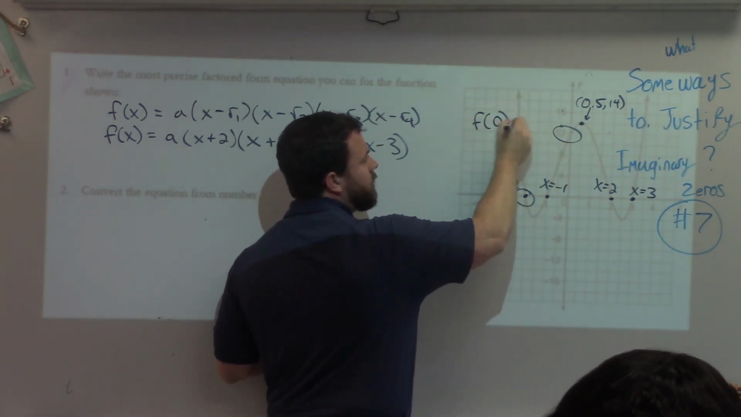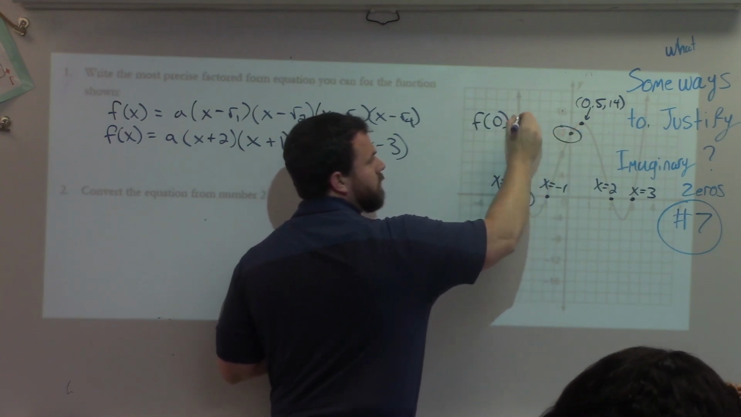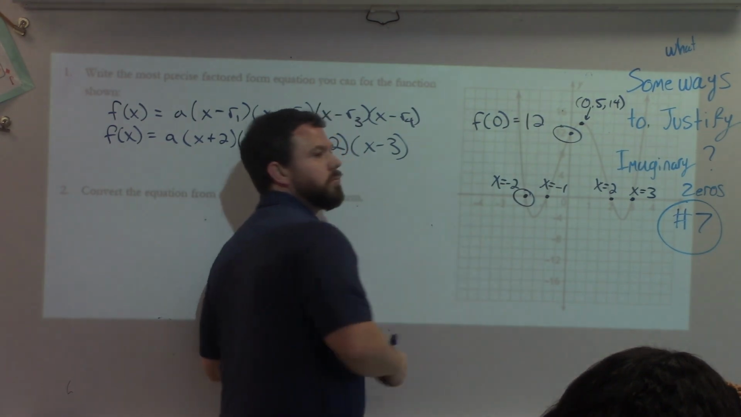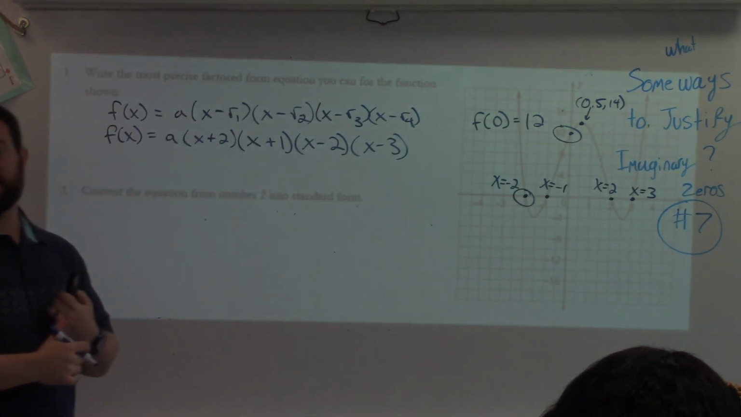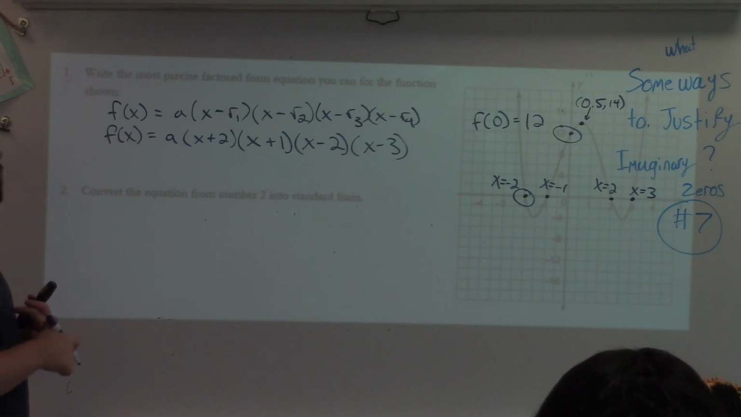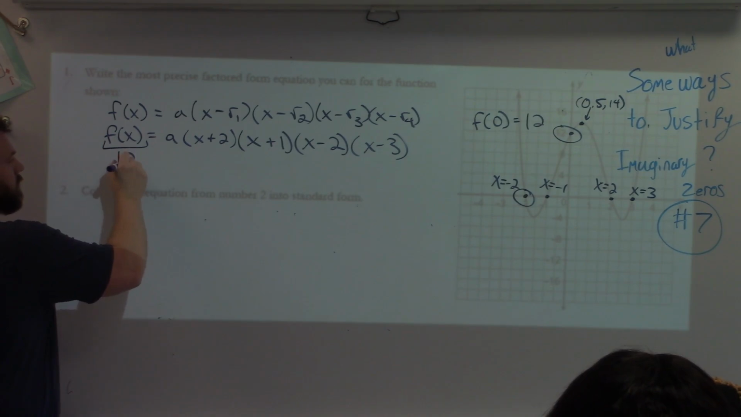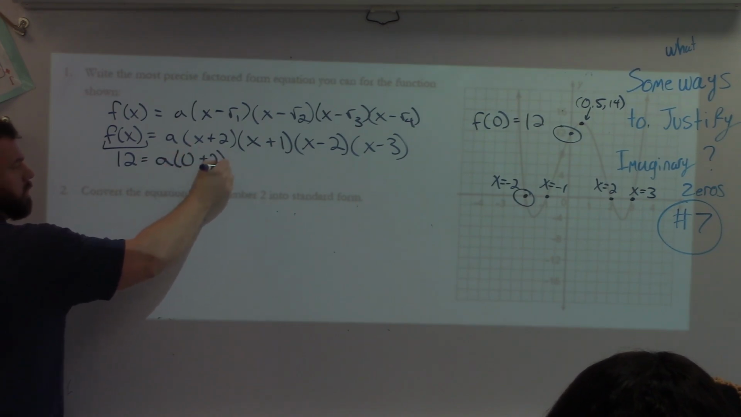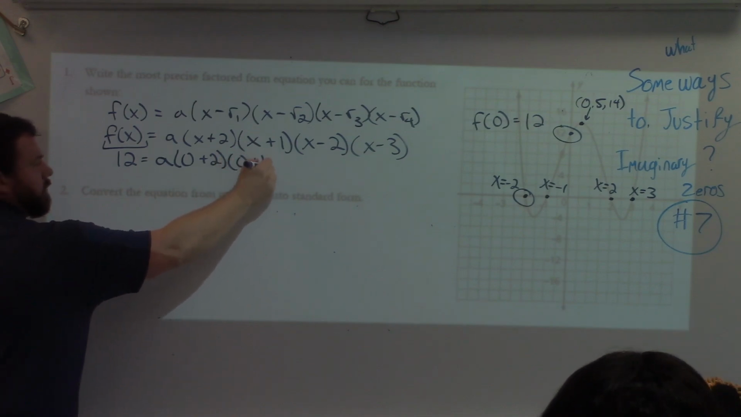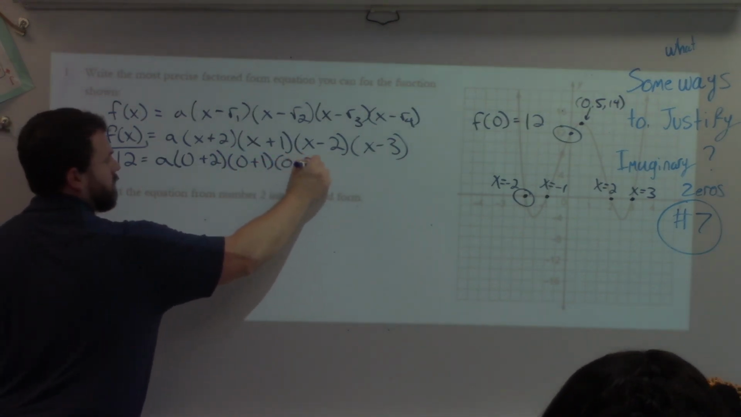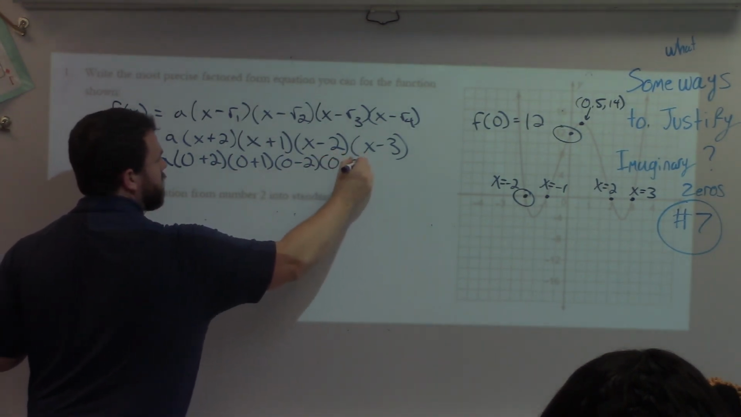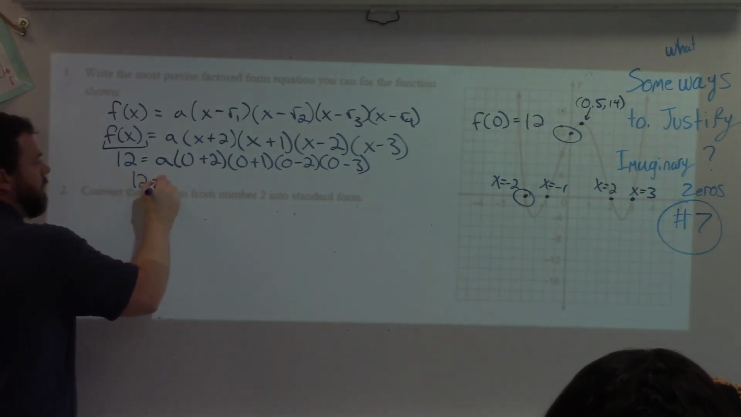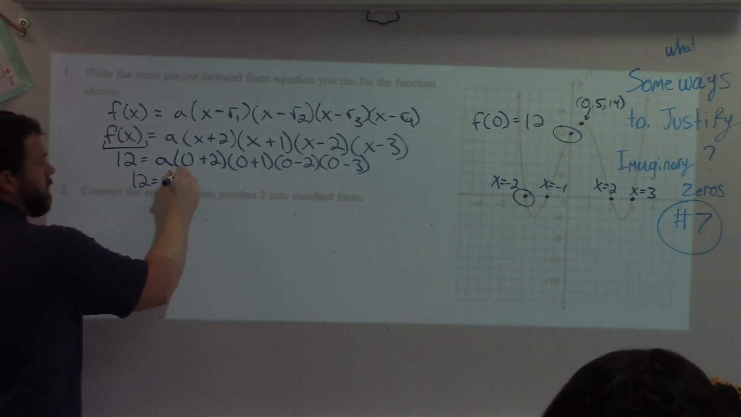Notice, if I substitute 0 in, what do I get out? 12. So I'm going to substitute my input in, I'm going to substitute my output in, and so f of x becomes 12. Do I know what a is? Do I know what x is? 0. Yep, thank you, there we go. And x is? 0. Okay. And so notice I now have an equation with only one unknown, that a.